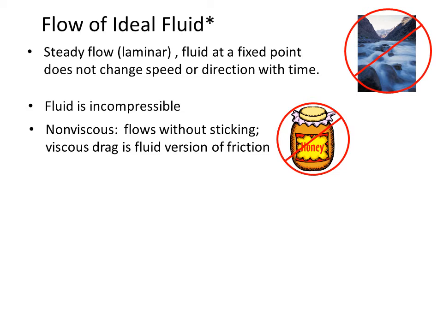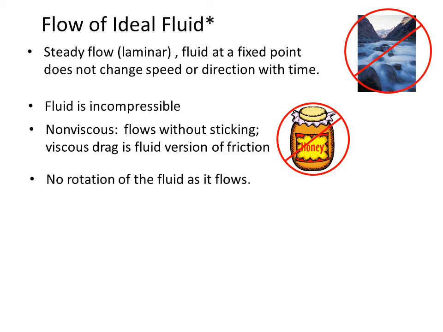The third restriction is that the fluid is non-viscous. That means that it flows without sticking to things. Honey is an example of something that is very viscous. It tends to stick to everything and it flows slowly. Viscous drag is the fluid version of friction. So we're looking at a case where there is essentially no friction as the fluid flows past some other object.